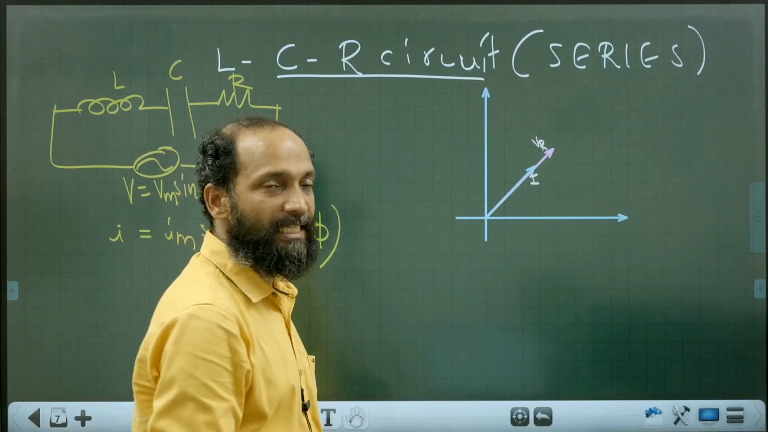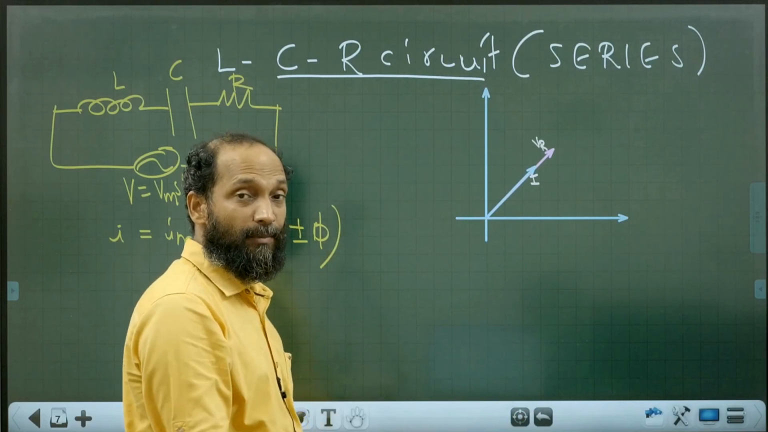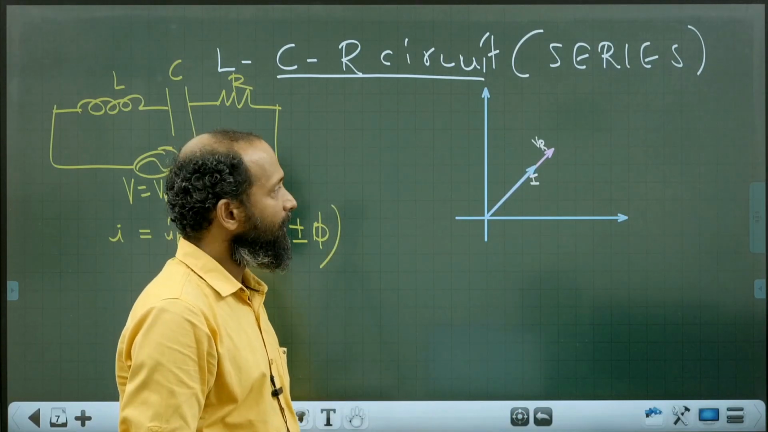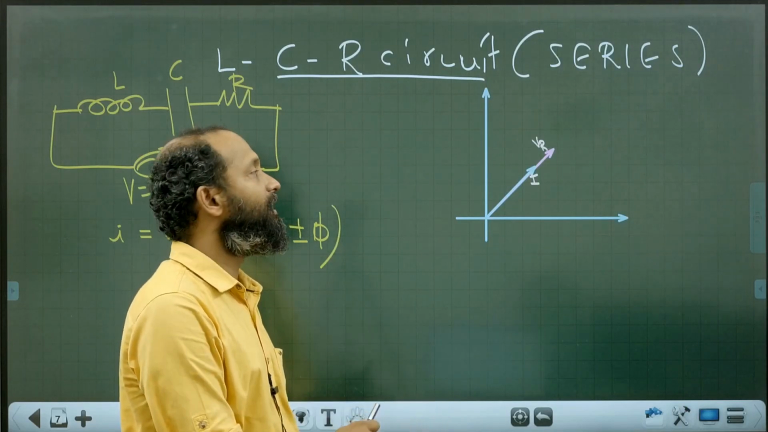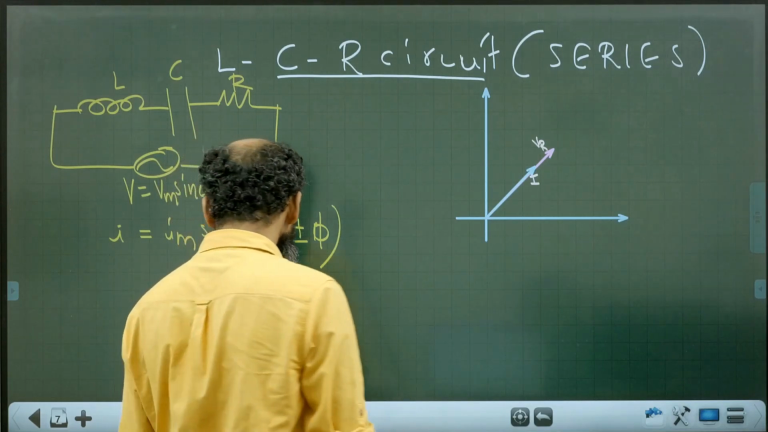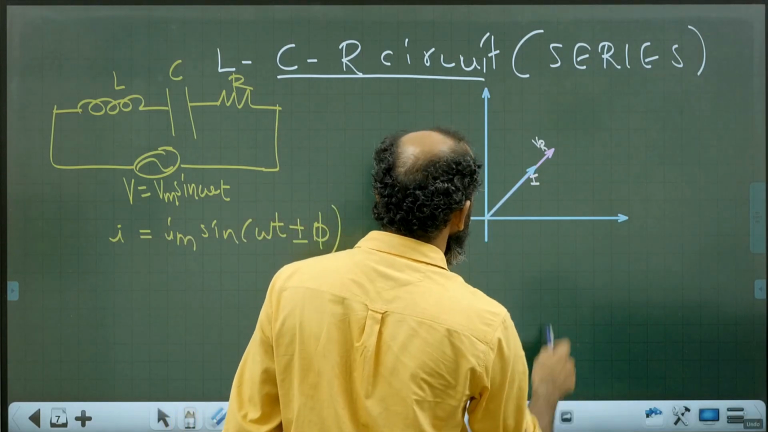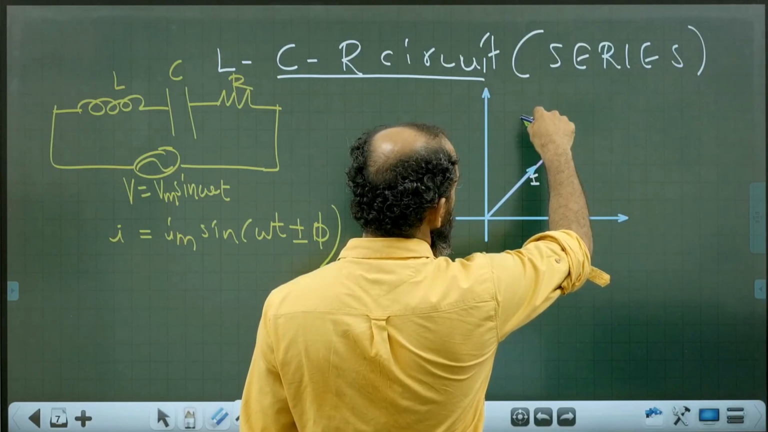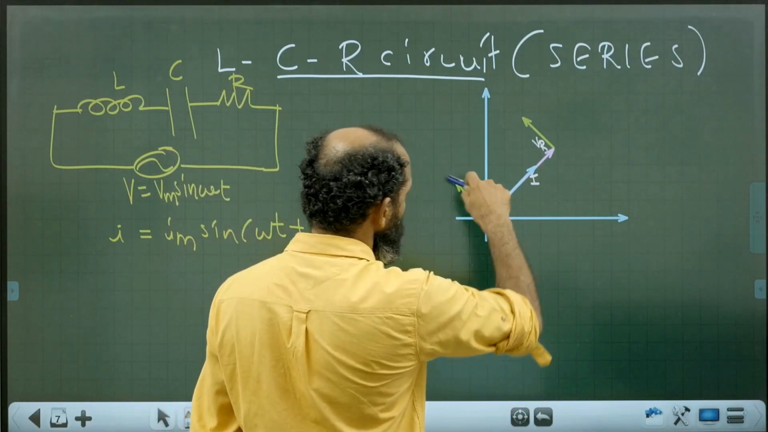But in an inductor, it is not so. In an inductor, when voltage becomes maximum, current is 0. So there is a phase angle pi by 2. So we cannot draw current and voltage for the inductor in phase. You have to choose 90 degrees out of phase. There also, you know, in an inductor, voltage is leading. Care should be taken while drawing the inductor voltage. That can be drawn here. Voltage across inductor, that can be drawn here also.